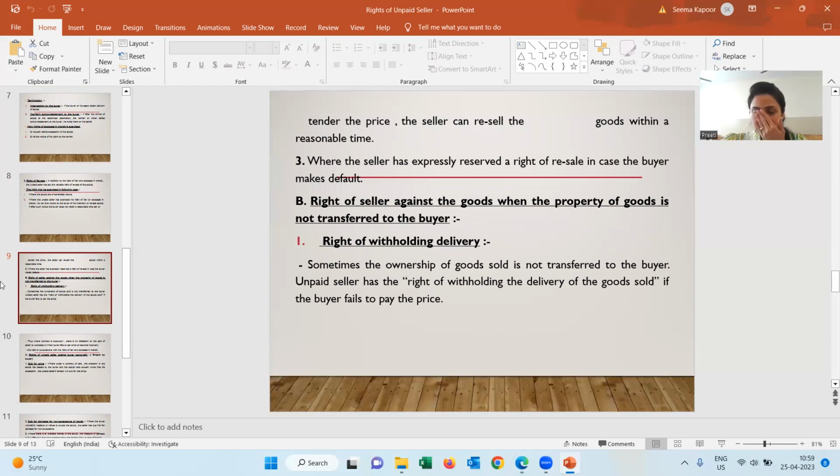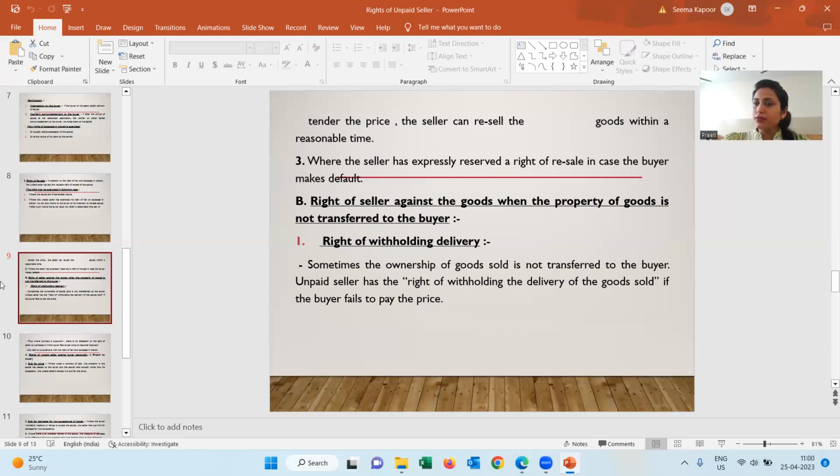Now, we were talking about the category of rights against the goods, where we have two main rights. Right of seller against the goods where the property is transferred to the buyer. Now the next is the right of seller against the goods when the property of goods is not transferred to the buyer. Very first, right of withholding delivery. Sometimes the ownership of the goods sold is not transferred to the buyer. In that case, there is no need for the right to resale the goods.